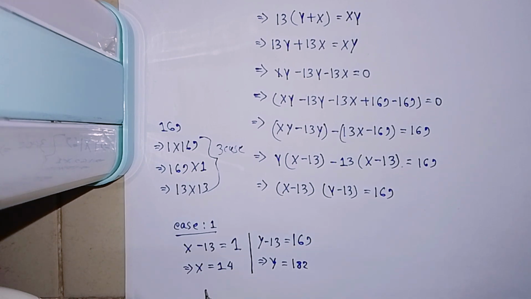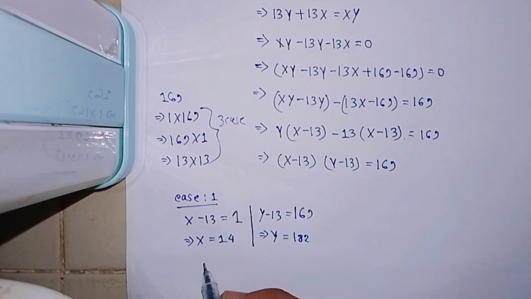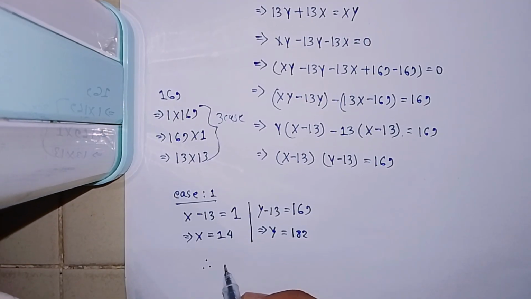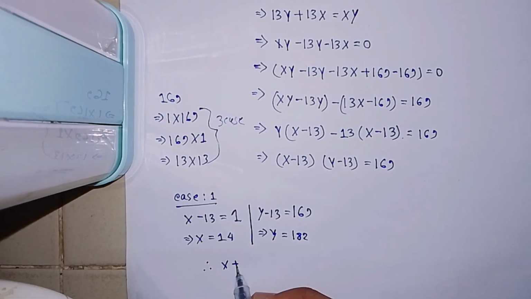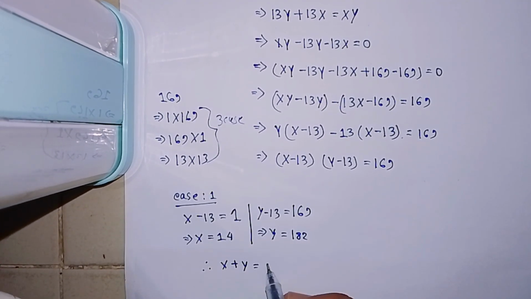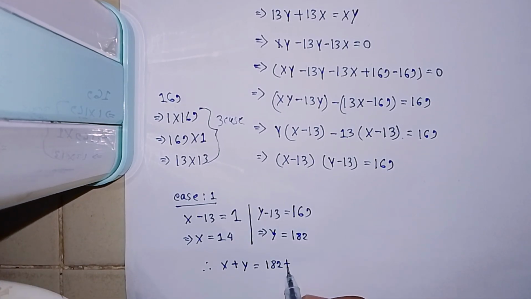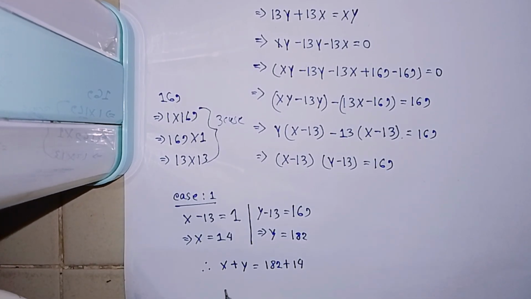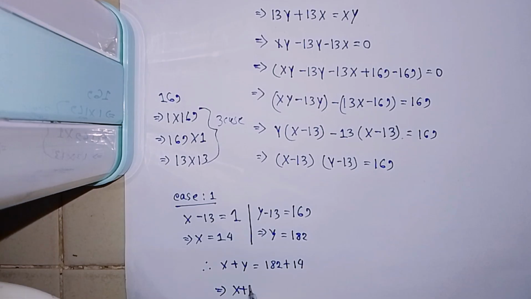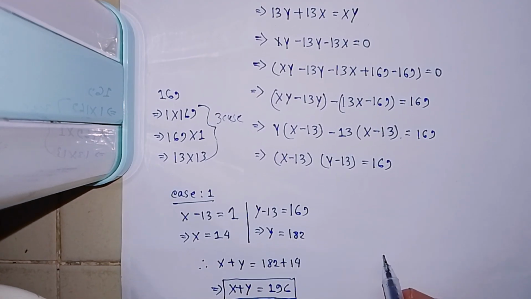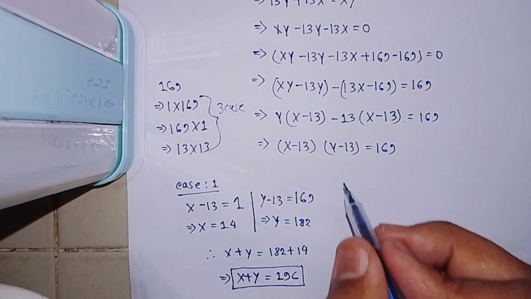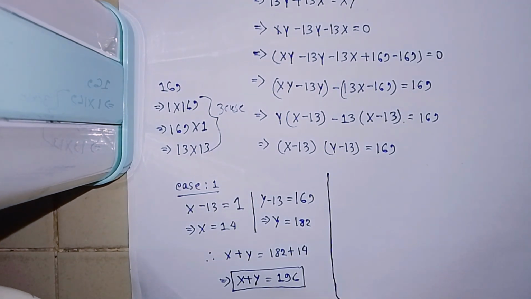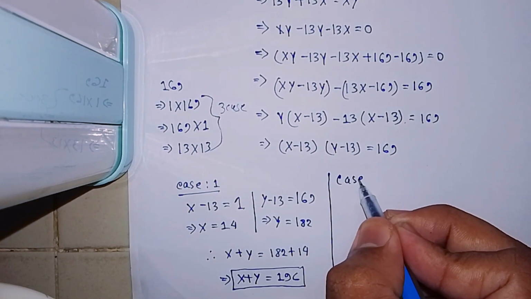Then y equal 182. Then the value of x + y equal 182 + 14, so x + y will be 196. This will be the first value. Then we can start case 2.